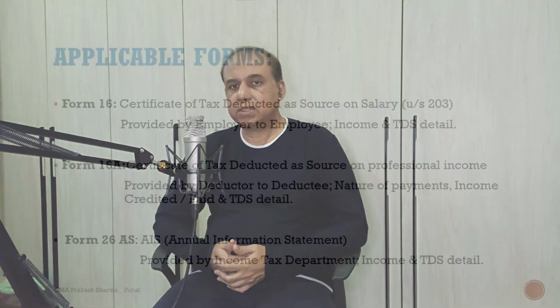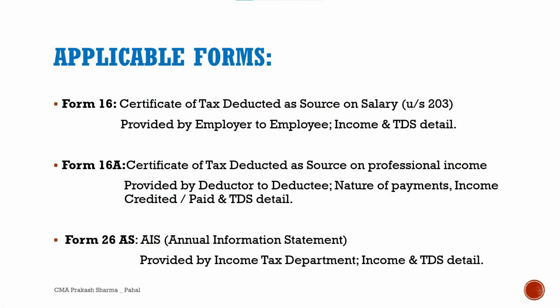Now some of the applicable forms for ITRs are Form 16, Certificate of Tax deducted at source on salary under Section 203. This is provided by the employer to employee. It provides the salary, income and the TDS details. Form 16A, Certificate of Tax deducted at source on professional income. This is provided by the deductor to deductee. It provides the nature of payments, income credited or paid and TDS details. Form 26AS, that is AIS, Annual Information Statement. This is provided by the Income Tax Department. It gives the income and TDS details.